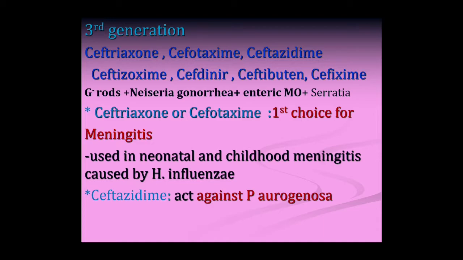Third generation is very important. It includes many drugs. Some of them are ceftriaxone, cefotaxime, trade name Claforan, ceftazidime, cefixime, and others. They are very effective against gram-negative bacilli, Neisseria gonorrhoeae, enteric microorganisms, and Serratia. Ceftriaxone and cefotaxime are first choice for meningitis.